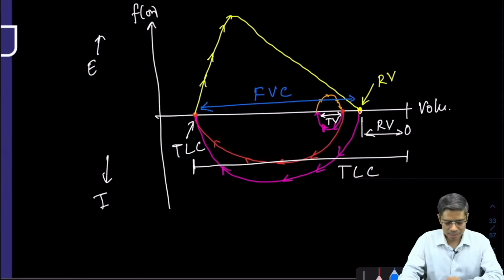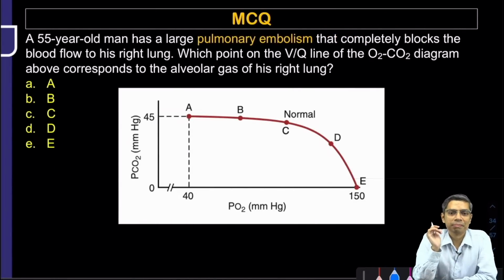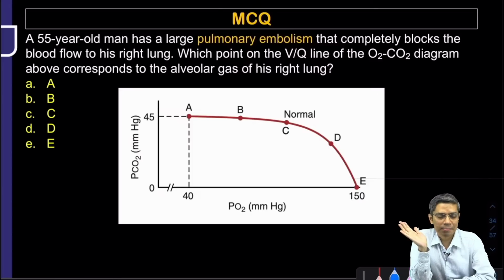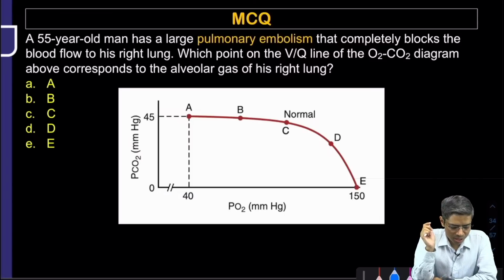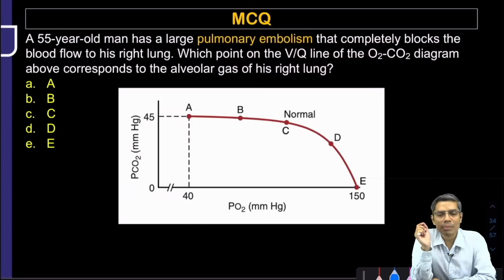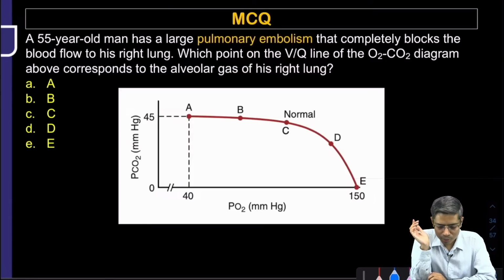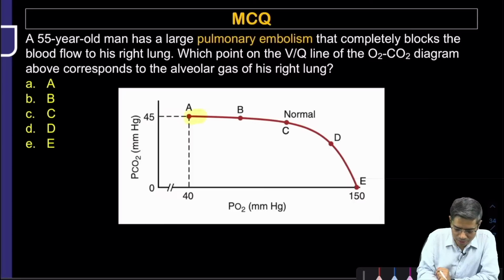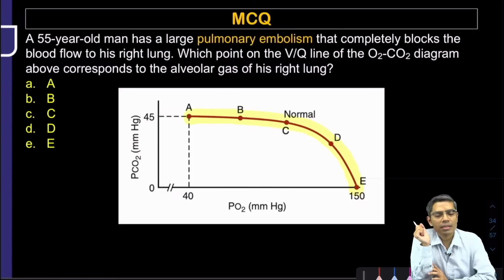Detailed discussion is not possible, but I hope all of you know this. Now, look here, this is another important question. I have seen this question in multiple grand tests, in multiple coaching center platforms. The question is: a 55-year-old man has a large pulmonary embolism completely blocking the blood flow to his right lung. This line that has been given here is the ventilation perfusion line. Which point indicates that this pulmonary embolism has happened? A, B, C, D, E.